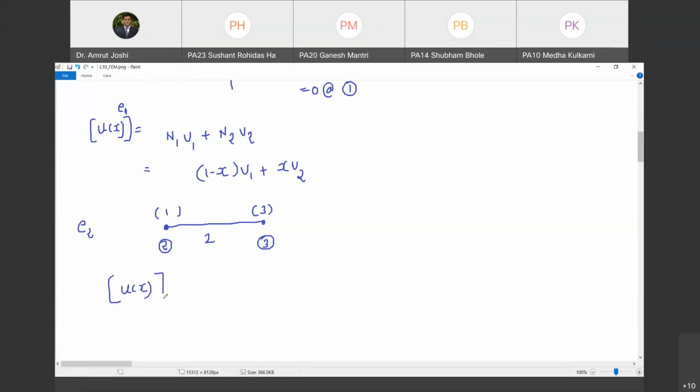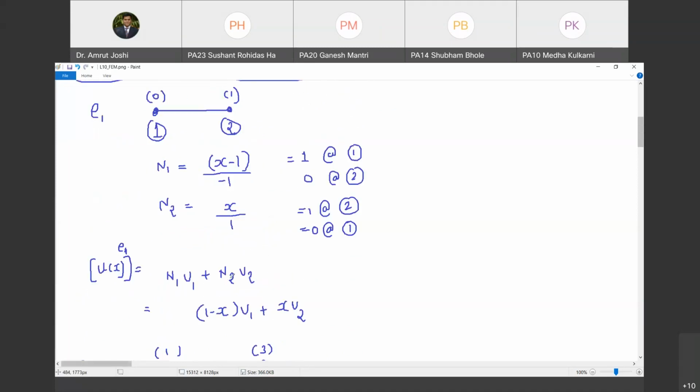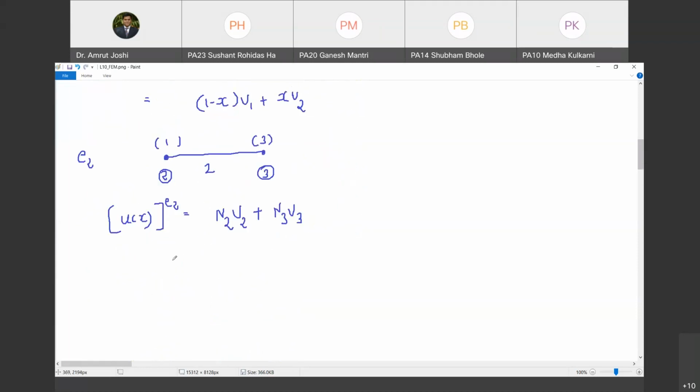So now how do I write u of x within the second element? It is going to be n2 u2 plus n3 u3. Right? But you will now understand that n2 is different for the second element and it is different for the first element. So here we need to write e1, e2. This is the shape function for element number 1, n1 and n2. Can you tell me what is the value of n2 for element number 2?